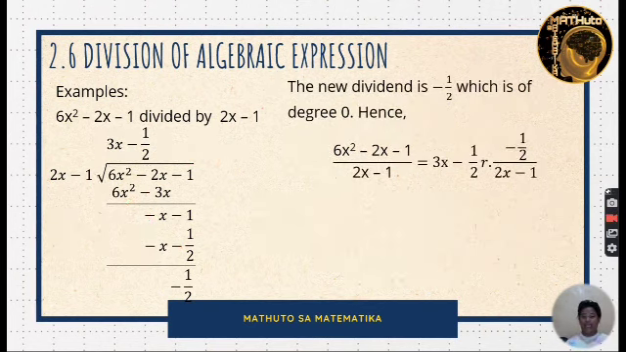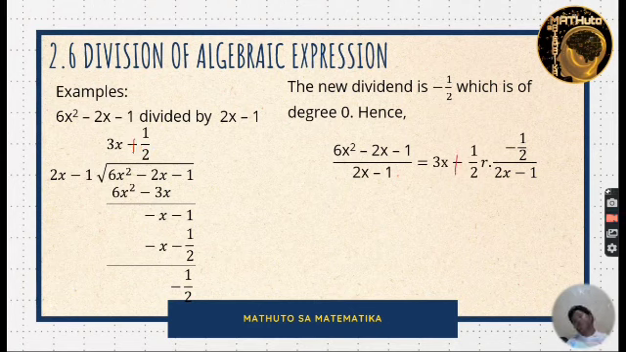So, naging ganito po yung ating quotient po. 3x plus 1/2. So, yan po yung ating quotient kanina na nakuha. Mayroon po tayong remainder na negative 1/2 over the divisor.